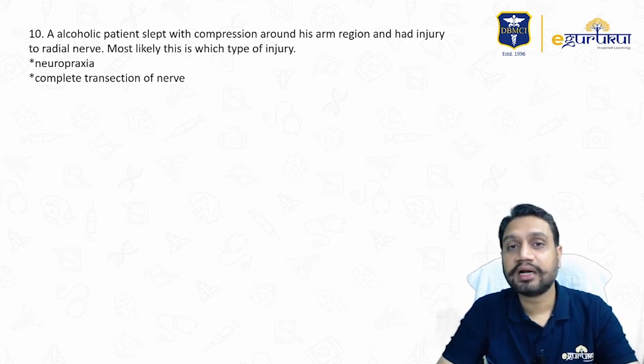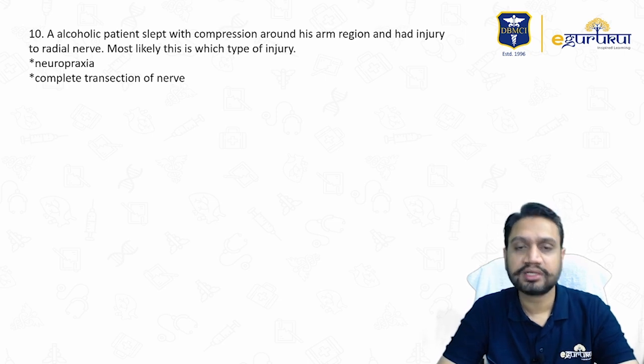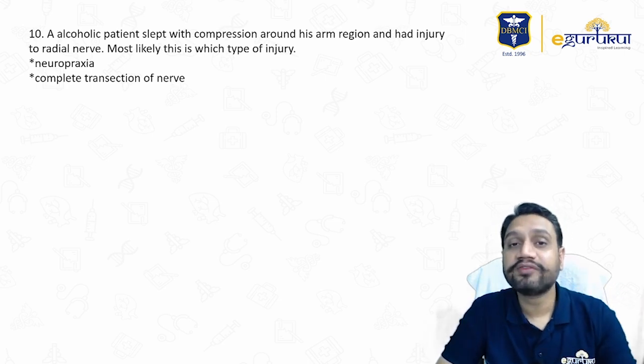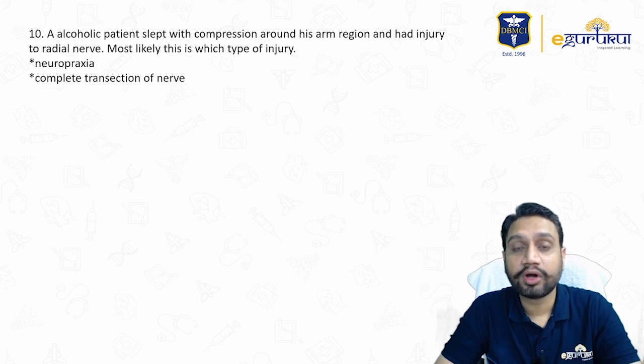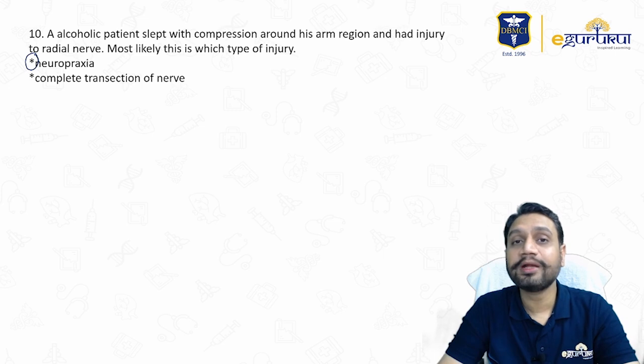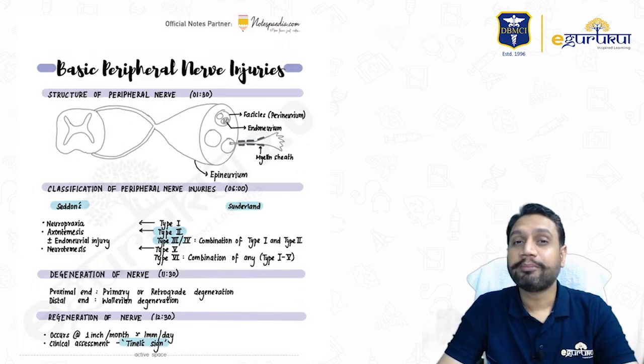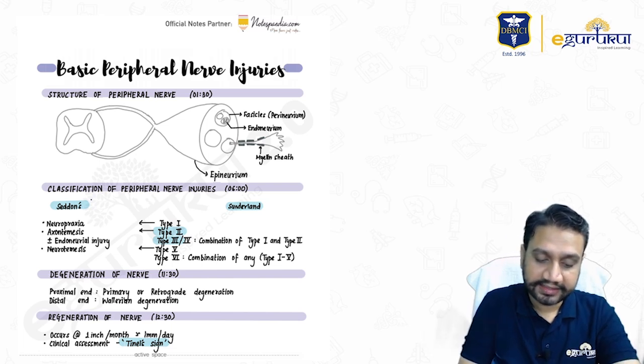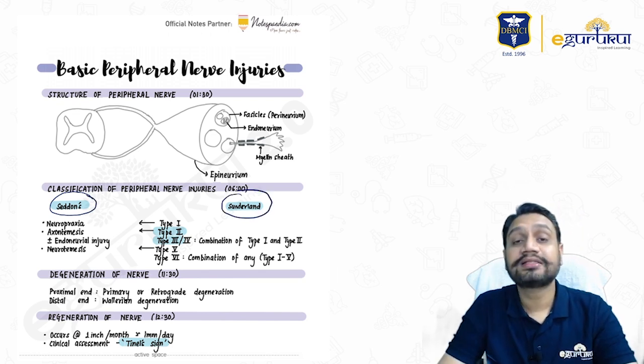The patient was drunk, he slept on some chair, some compression happened, and now what kind of injury is this? This is just a physiological conduction block. What do you call it? This is what you call neuropraxia. So most commonly, what kind of injury and which classification? Again, from your e-Gurukul notes, the basics of peripheral nerve injury. The basic is the classification of nerve injury, the Seddon and the Sutherland.